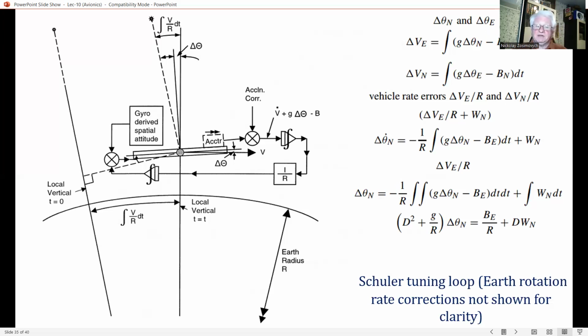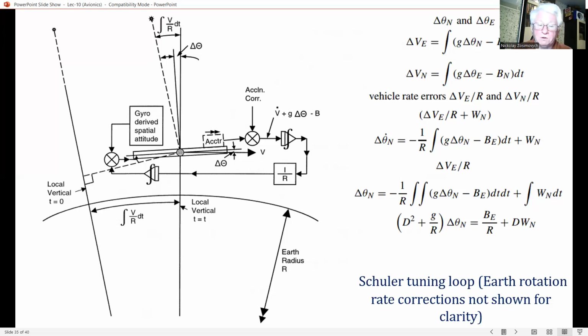These introduce gravitational acceleration components, G times delta theta E and G times delta theta N, along the east and north axes, given by these two expressions for delta V E and delta V N. This velocity error results in vehicle rate error, delta V E over R and delta V N over R, about the north and east axes, right?